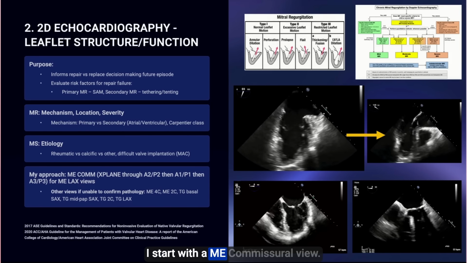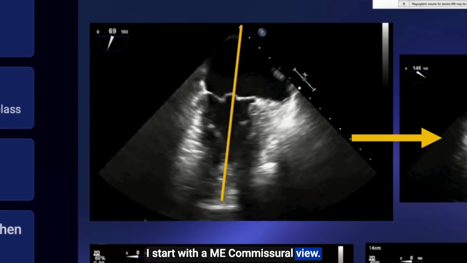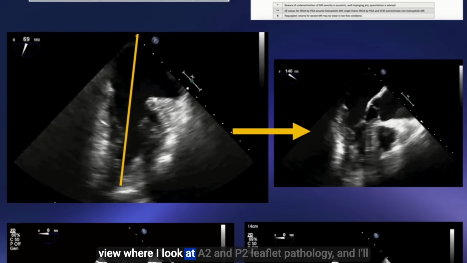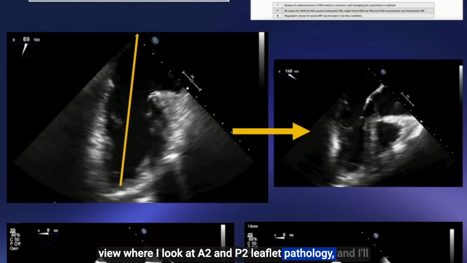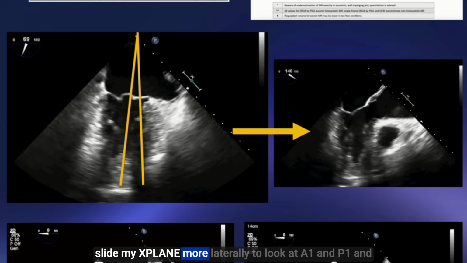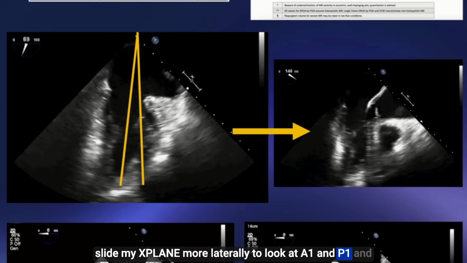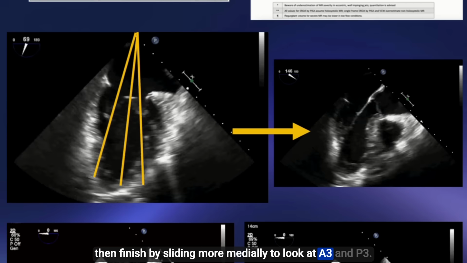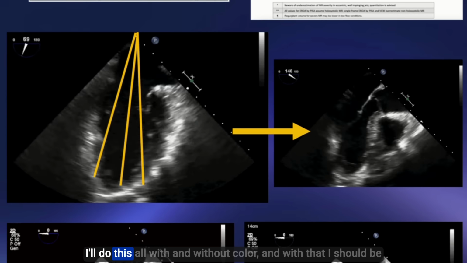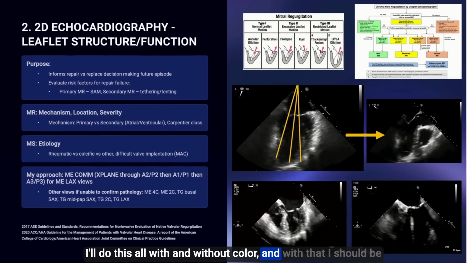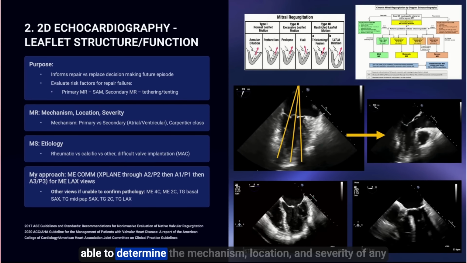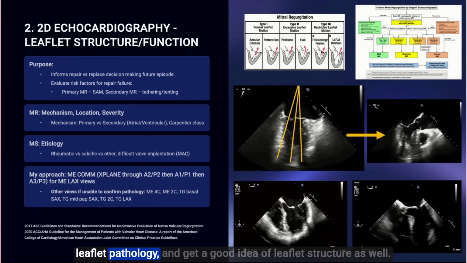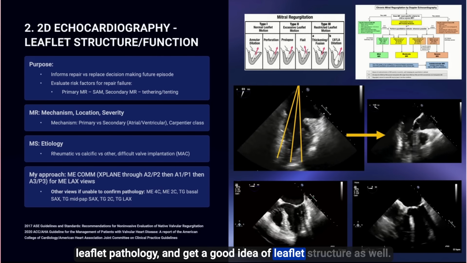I start with a mid-esophageal commissural view. I will explain through this and then have a long axis view where I look at A2 and P2 leaflet pathology. Then I'll slide my X-plane more laterally to look at A1 and P1, and then finish by sliding more medially to look at A3 and P3. I'll do this all with and without color, and with that, I should be able to determine the mechanism, location, and severity of any leaflet pathology and get a good idea of leaflet structure as well.